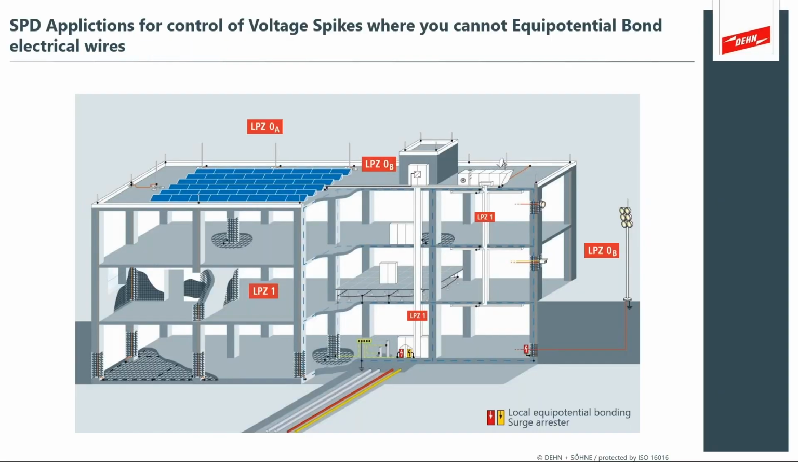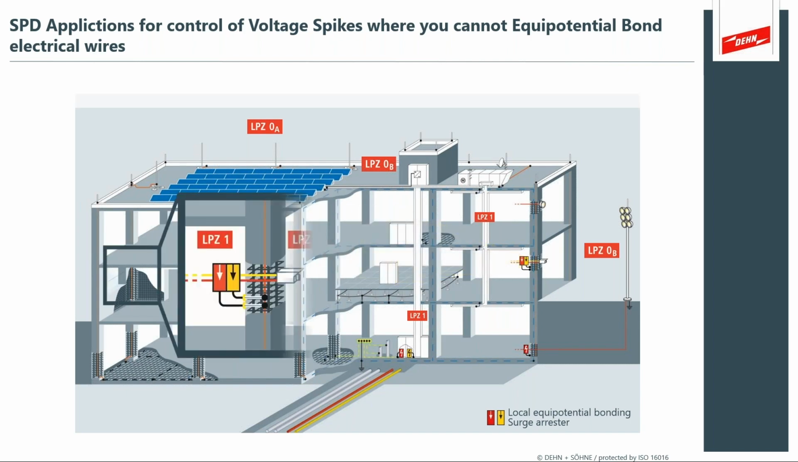So that's what the SPD is doing. So pretty much all of the above. And what it's trying to do is create that equipotential bond between that electrical wire and the apparatus. So where does it need to be placed?